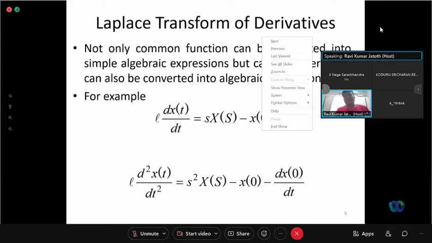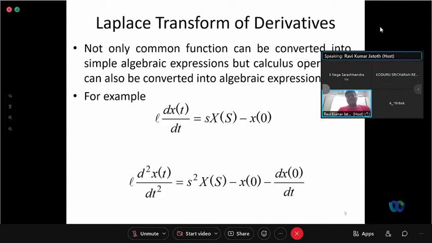Now, the Laplace transform of differentials. The Laplace transform of d by dt of x of t is s X of s minus x of 0, where x of 0 is the initial value. The Laplace transform of d square x of t by dt square is s square X of s minus s x of 0 minus x dot of 0. What do you mean by this?